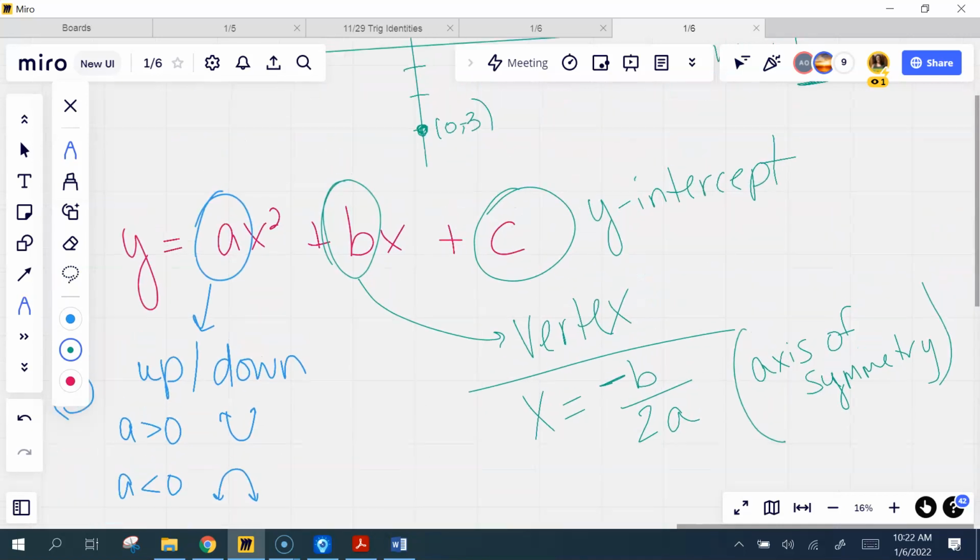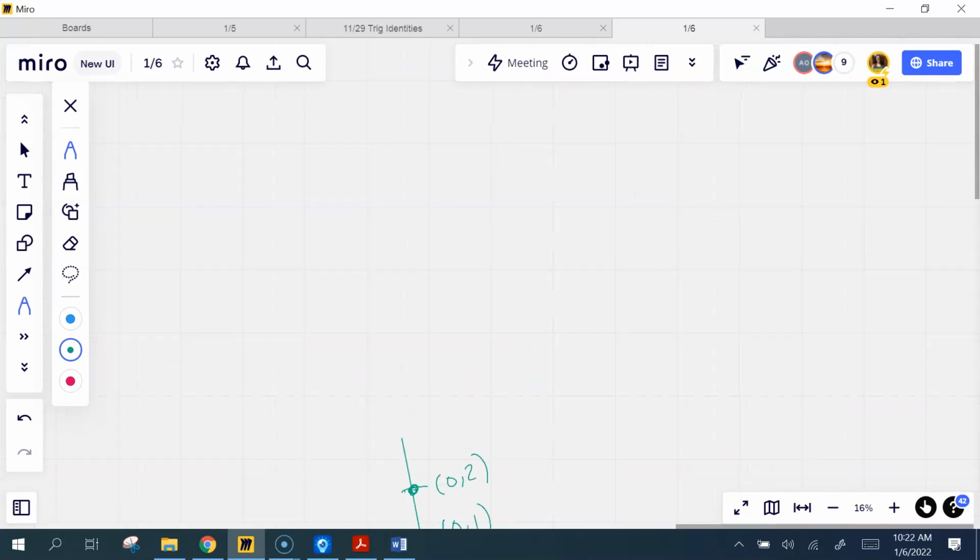In other words, let me be a little less vague. Let's say I had y equals 2x plus 3. And I said, if x equals 1, what is y? What would you do? Plug it in. Just put 1 into x, right? That's how you find the corresponding y value.